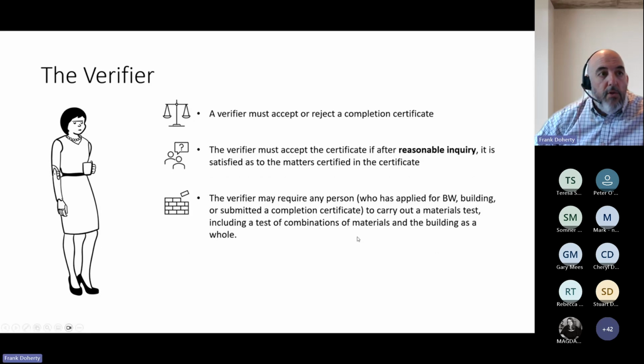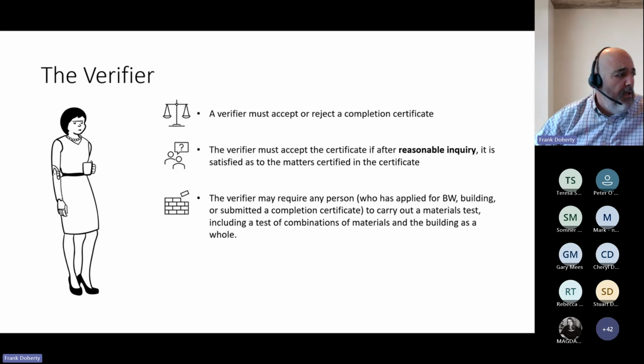The verifier also has a responsibility around the completion certificate, but the verifier has to carry out what's called reasonable inquiry. The certifying of compliance is done by the relevant person. The verifier does a check on that, doesn't inspect everything, isn't expected to be certifying compliance. They do reasonable inquiry, and that's a term within the legislation that hasn't yet been tested in the courts. But we do have guidance around what that should probably look like.